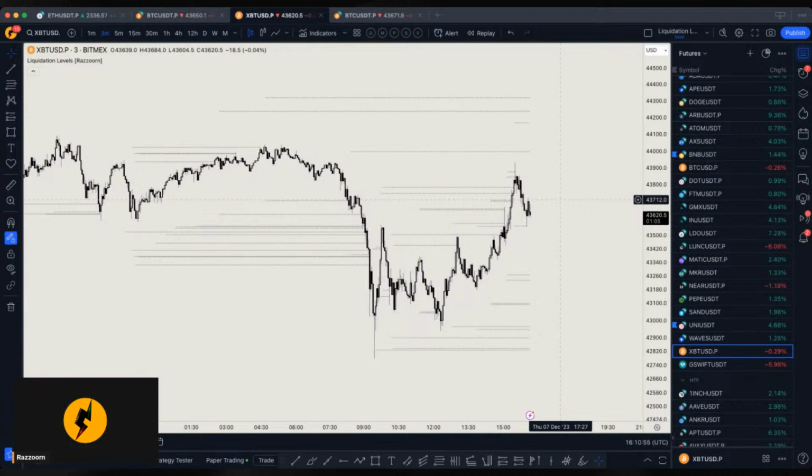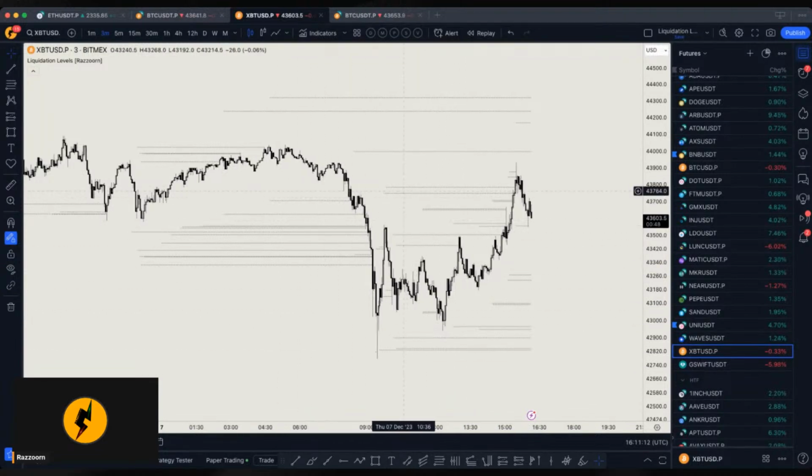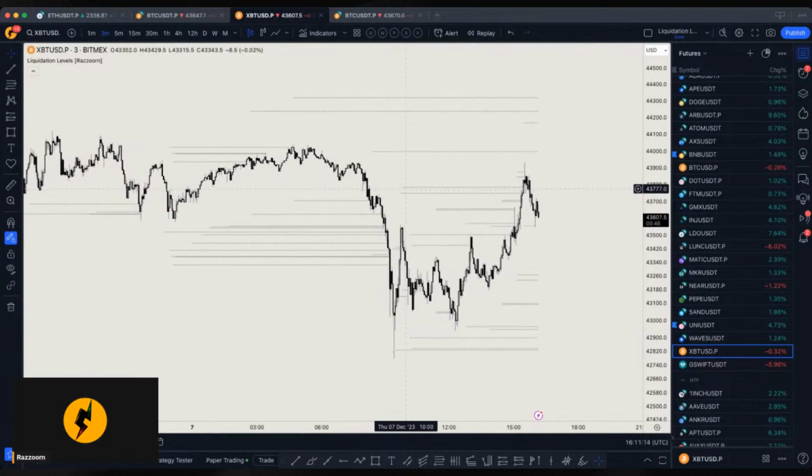So that's what I do like about this indicator. It's more minimalistic, and the levels that you see are generally the ones that got filtered, the most important ones, right? And the concept I want to talk about is the liquidation concept in the crypto market.